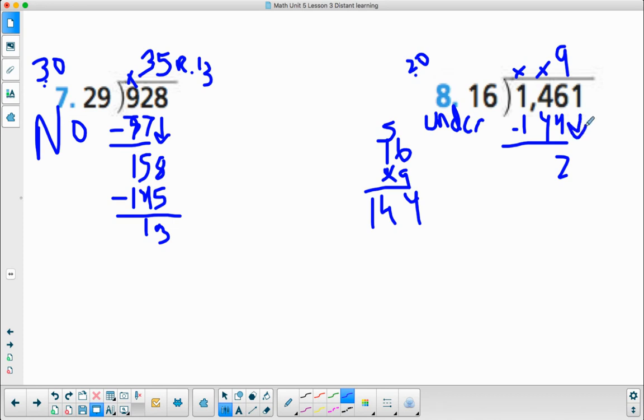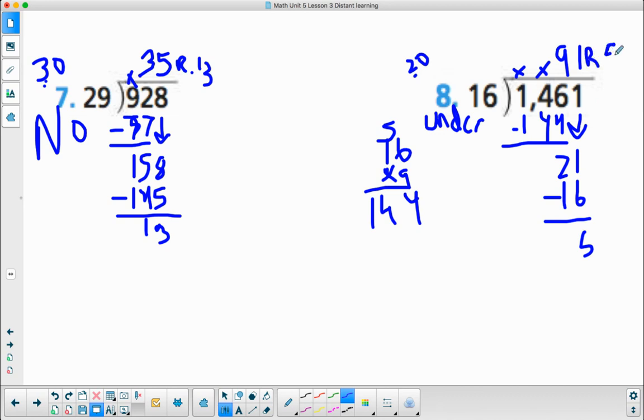Bring down the 1. Now, I know there's 1 16 in 21, but if I didn't and I used my rounded 2, I'd think there's 10 of them in there. Oh, no, there's 1, 2. So I would just say 1. It works all right. 1 16. And when I subtract, I get 5.